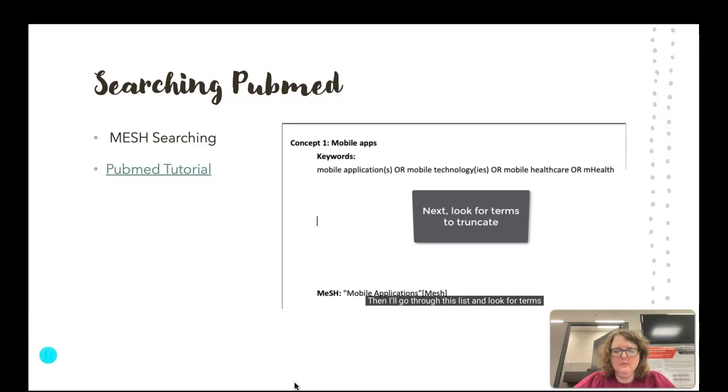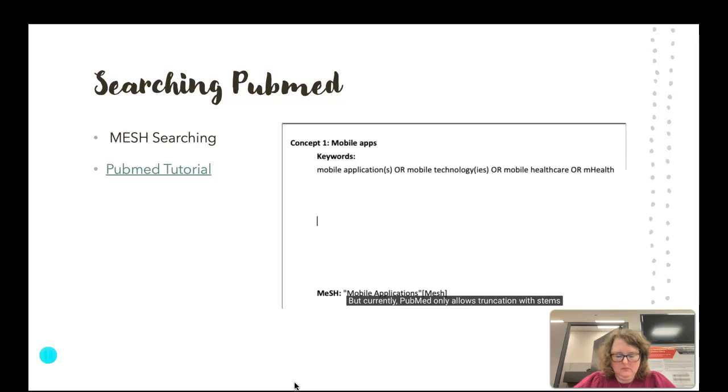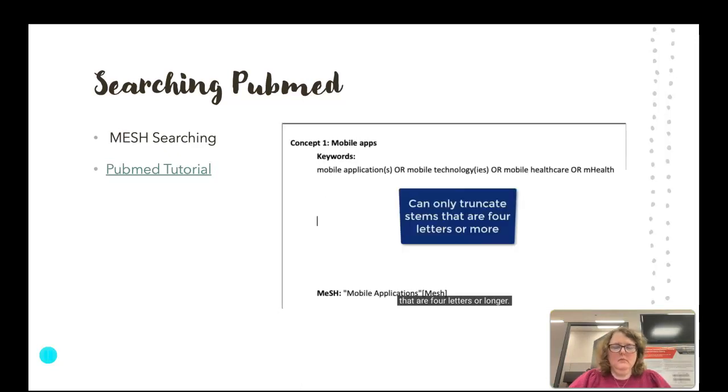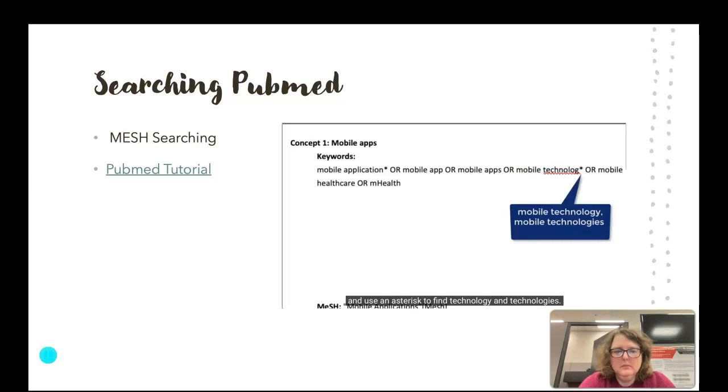Then I'll go through this list and look for terms that I can truncate. Mobile applications might seem like an obvious phrase to truncate in order to find the terms mobile application, mobile applications, mobile app, and mobile apps. But currently PubMed only allows truncation with stems that are 4 letters or longer. So while we can use an asterisk at the end of the N to get application or applications, we'll need to write out mobile app or mobile apps. I'll also take the IES off of technologies and use an asterisk to find technology and technologies.